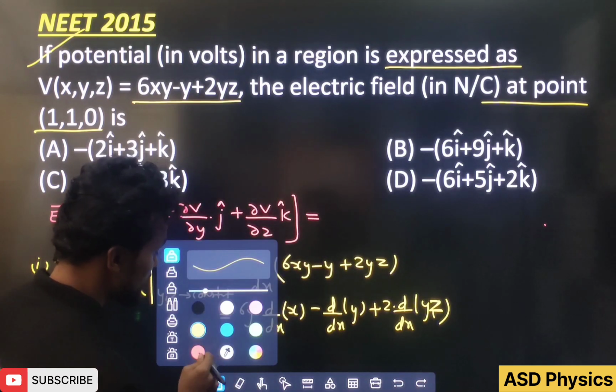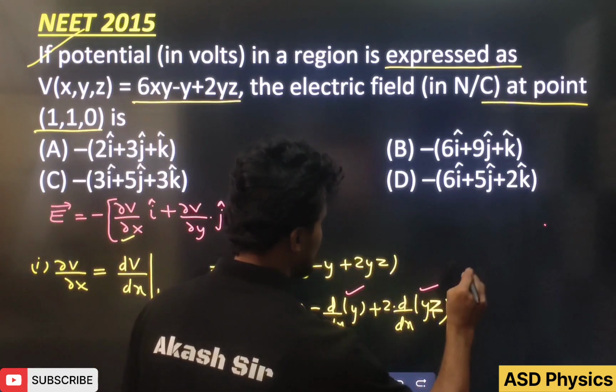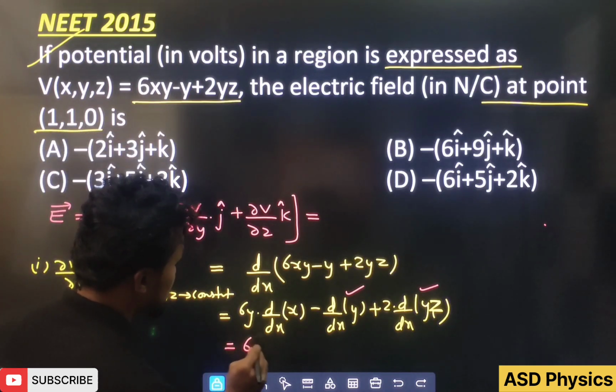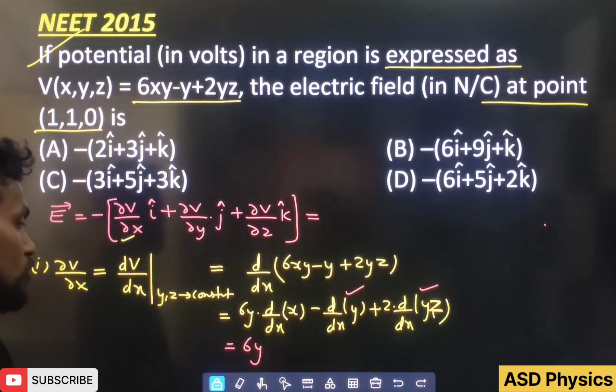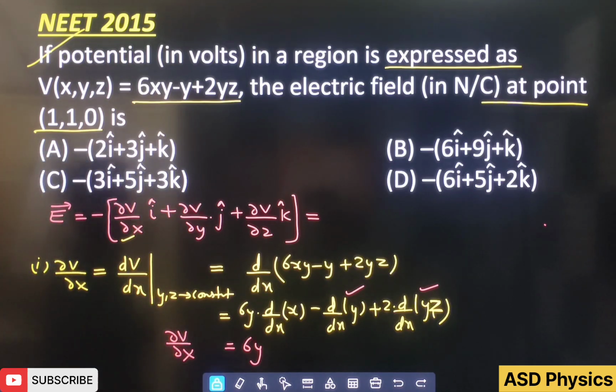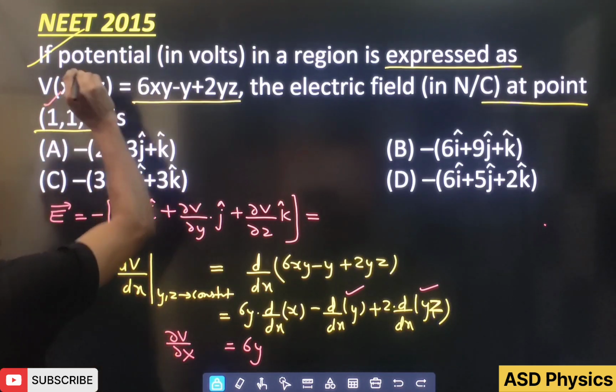Now what other things are constant, students? Let's see here. This is constant, differentiation of a constant is how much? 0. And here it will become 6y, because d by dx of x is how much? 1. So we have got, students, this del v by del x how much here? 6y.